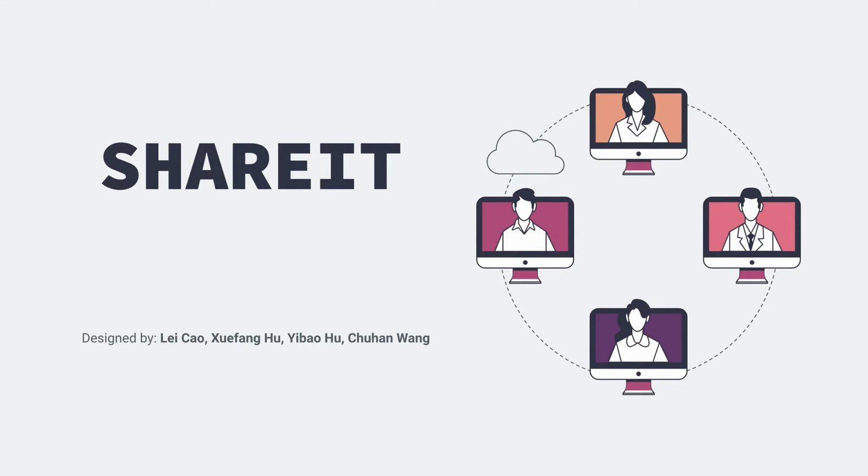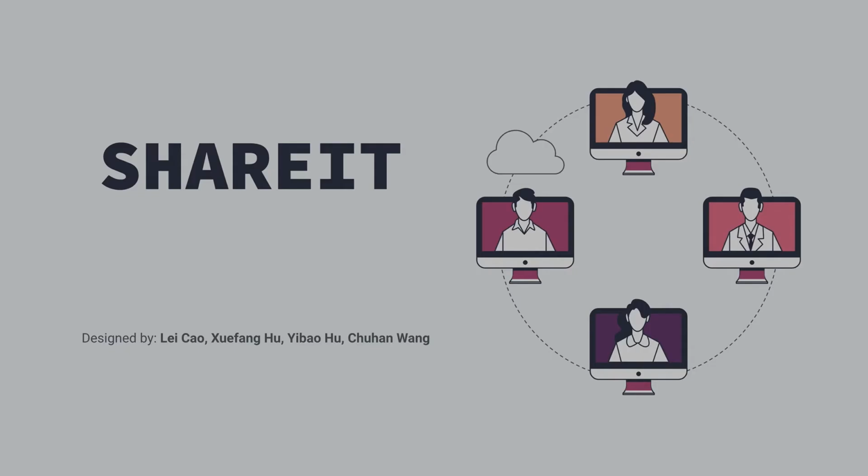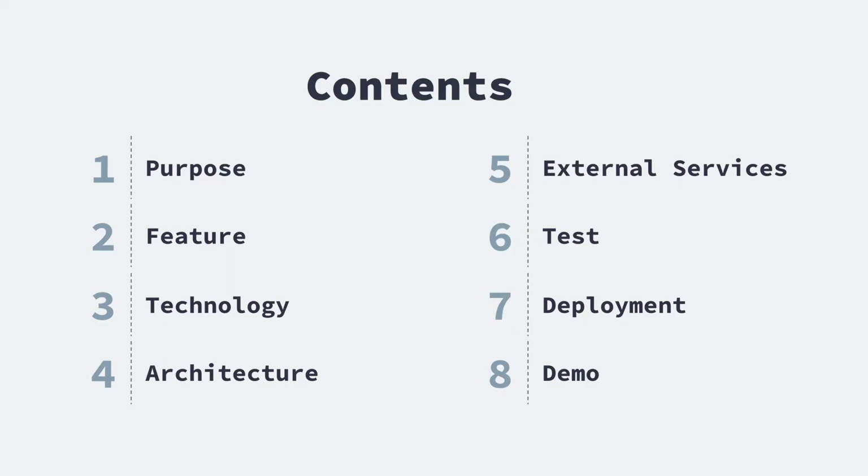I'm going to present our group project ShareIt. It is an application for image sharing and a social network service. There are 4 members in our group. The names are listed here. I'm going to talk about our project by following this schedule, where the 8 parts will be covered in detail. Now let's get started.